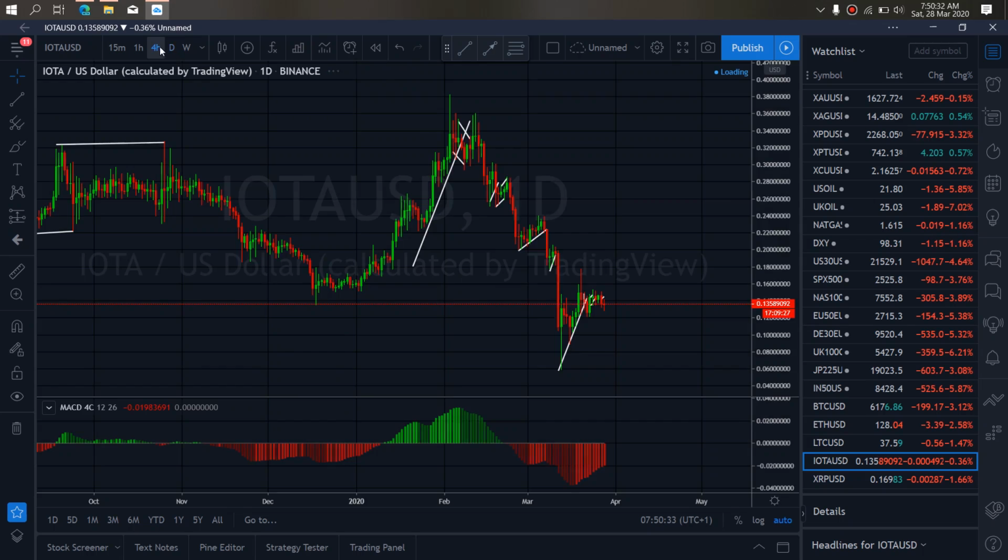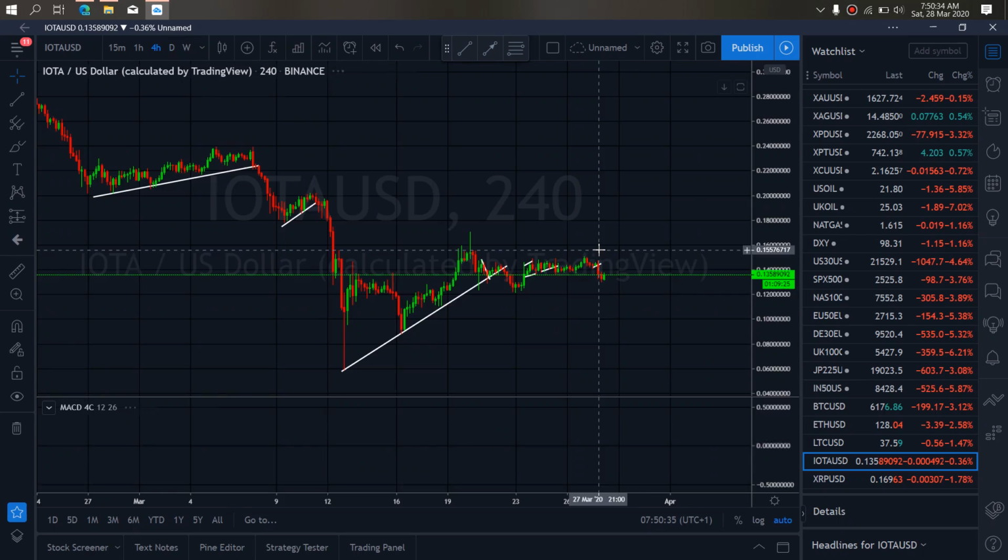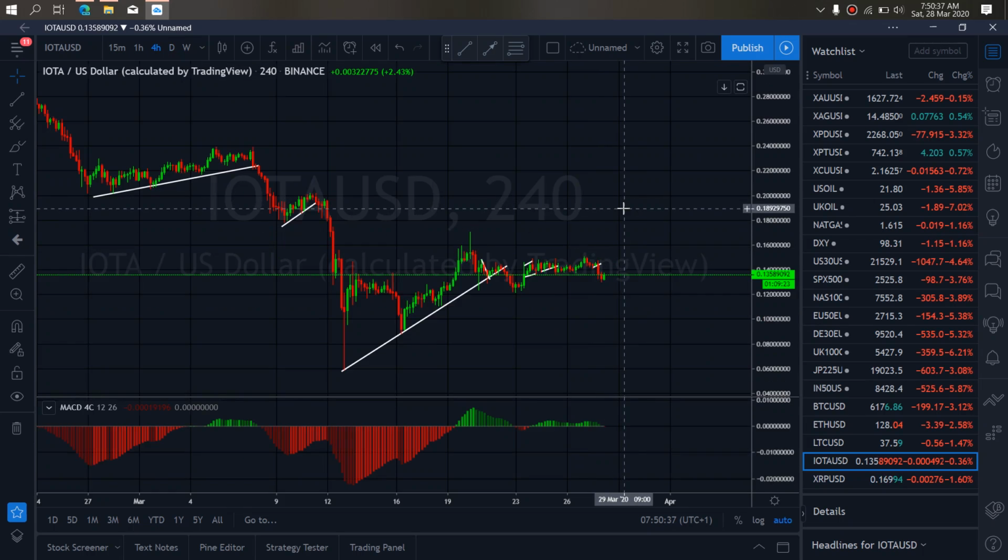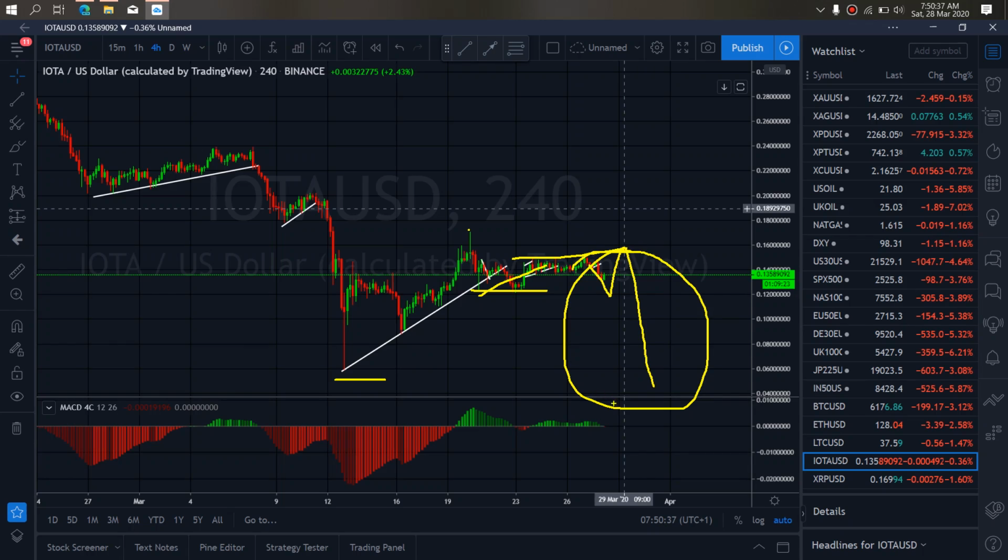So if we zoom to 4 hour time frame, on the 4 hour time frame for this week, we want to watch them give us this correction, complete this corrective structure here before they will drop down to this low. So we want to watch out for this sales this week on IOTA.